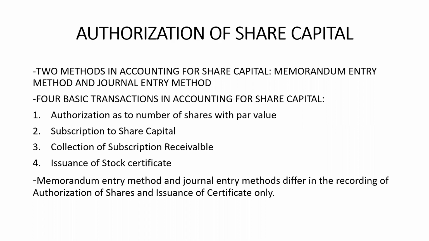Now, there are 4 basic transactions in accounting for share capital. We have first, authorization as to the number of shares with par value. Second, subscription to the share capital. Third, collection of subscription receivable. And the last one, issuance of stock certificate or share certificate. Now, as to these 4 basic transactions, the memorandum entry method and journal entry method will differ in terms of, first, the authorization of the share capital, and second, the issuance of stock certificate. We will have a sample later on as to these methods, memo entry and journal entry method.